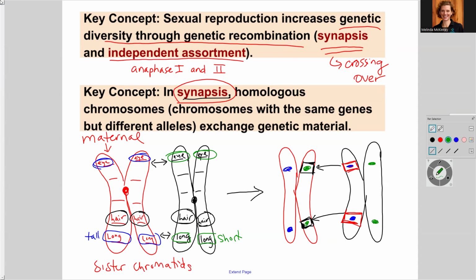So now you've got these two new, what will become chromosomes once they're separated, with an entirely different combination than originally existed, right? The hair color on both of these would still be black. Okay, so that's genetic recombination.